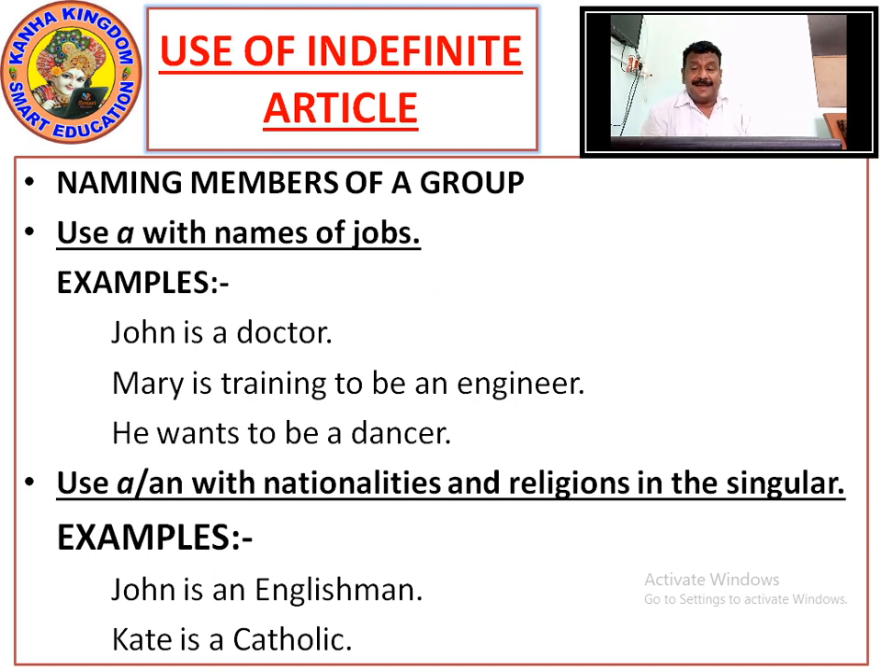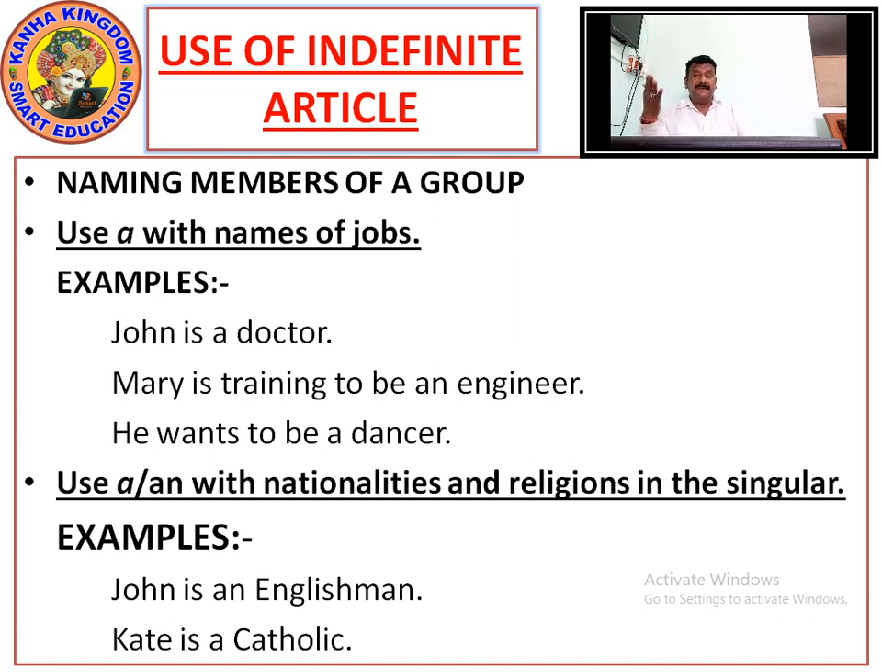Use A with nationalities and religions in singular. Examples: John is an Englishman. Kate is Catholic. It's talking about nationalities and religion. In the first examples on the top, use A with the names of jobs. Example starts with John is a doctor. Mary is training to be an engineer. He wants to be a dancer.